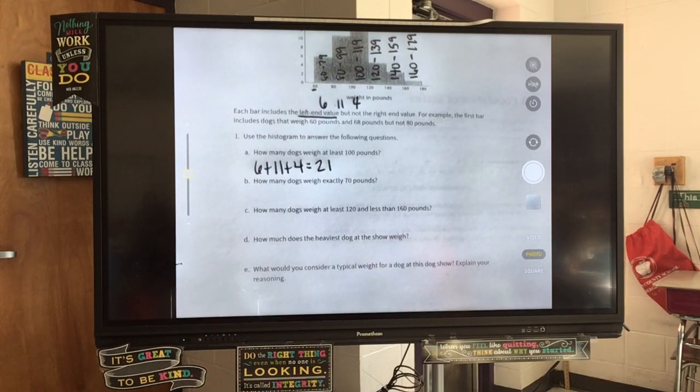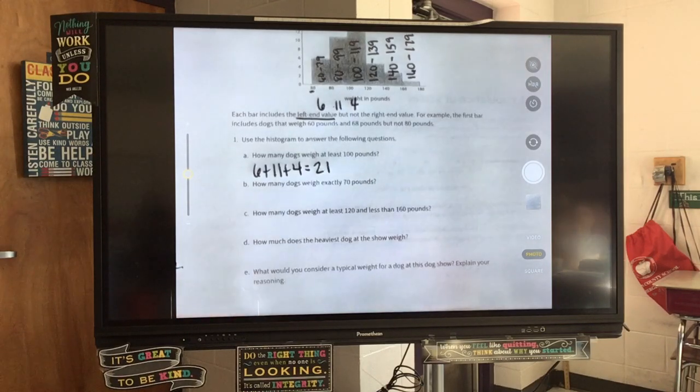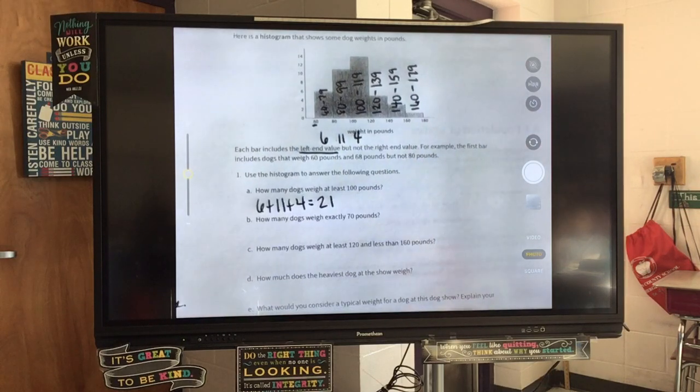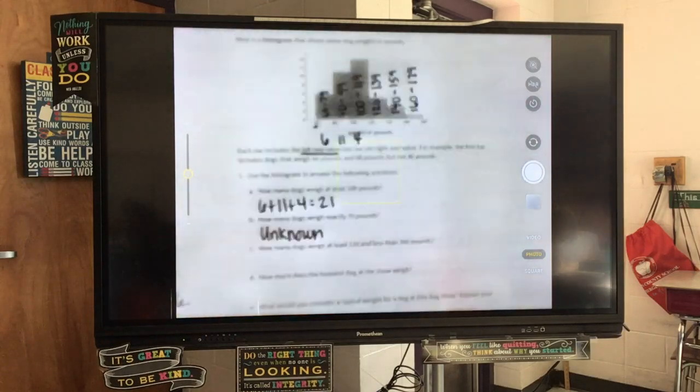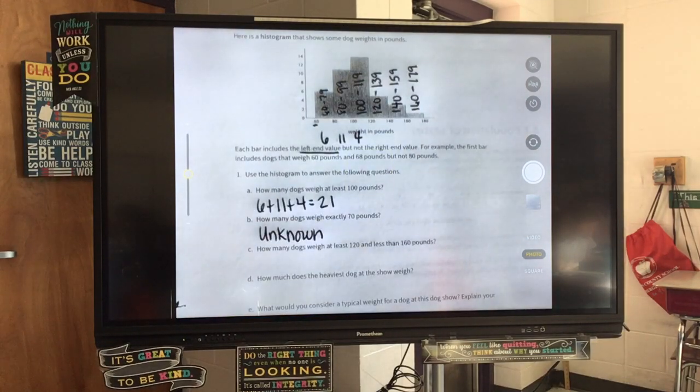Why is nobody raising their hand? It's really easy. Super easy. Marian, does it say 1? Gabby? It's hard to tell because we have a range, not a specific number. That's exactly it. You can't tell, can you? So it's unknown as to how many dogs are exactly 70 pounds. That's your answer. Unknown, because we don't know. Based off of using a histogram, do we know the exact number of dogs that weigh 70 pounds? No.